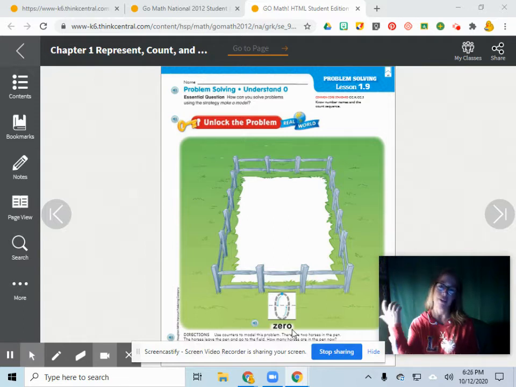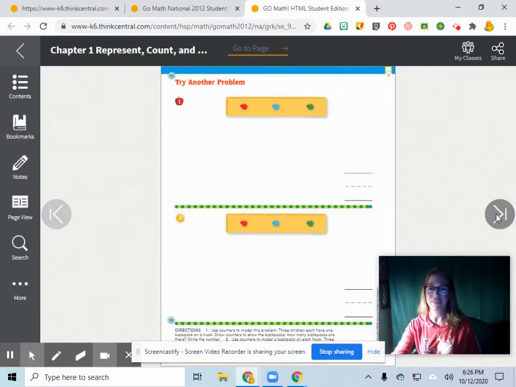0. So trace the number 0 and draw 0 horses or 0 ducks. Okay, just kidding. You don't have to draw anything. You can't draw 0. Okay, next page.